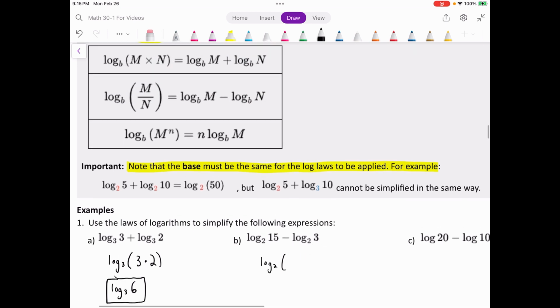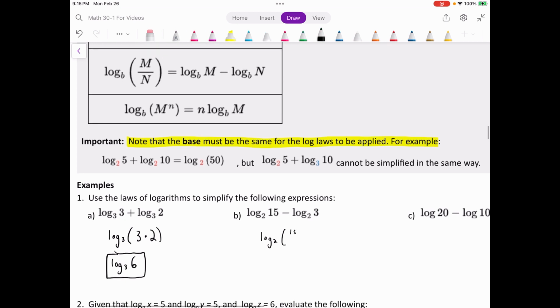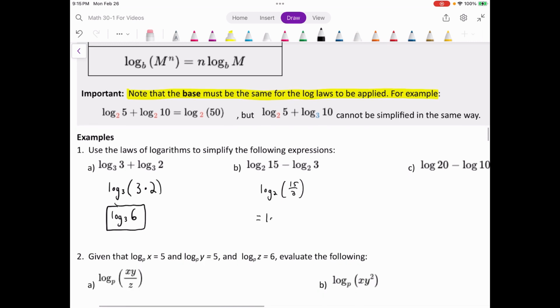Always pay attention to the order, right? Order matters for division. n over m is a different result than m over n. Same thing here. 3 over 15 would be different than 15 over 3. So I need to do 15 over 3, right? m minus n gives m over n. So 15 over 3. And therefore, this is just equal to log base 2 of 15 over 3, which is 5. And there we go. We've simplified, condensed, using our log laws.